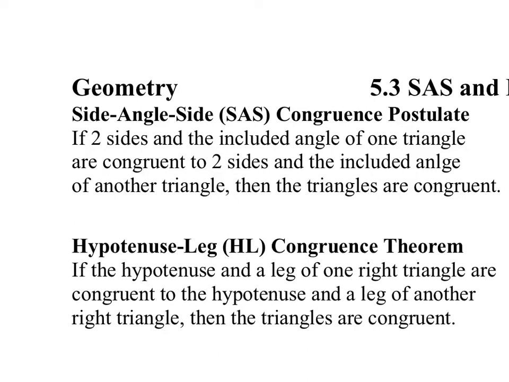Here are the two theorems we're talking about today. Side angle side. If you have two sides and the included angle of one triangle, and it's congruent to two sides and the included angle of another triangle, then you can say the triangles are congruent. So let's start with that one.